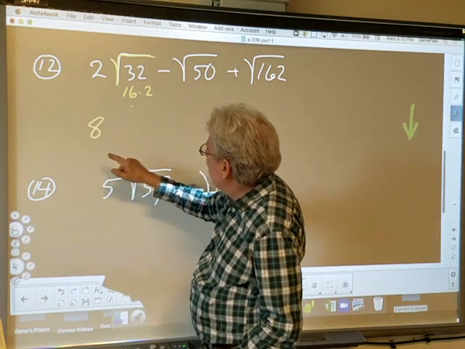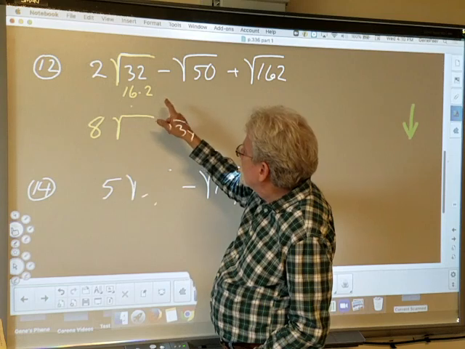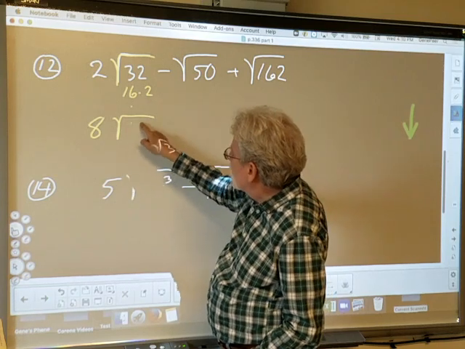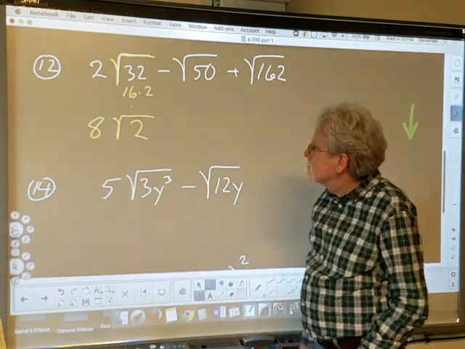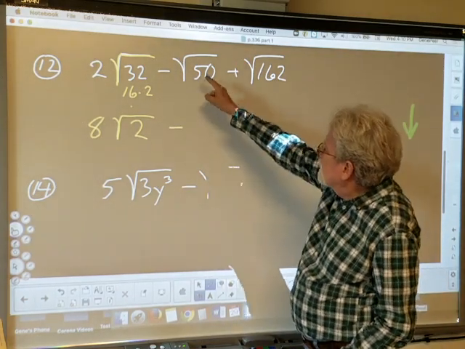So we actually have 8 square root of, who was the wrong size to come out? Who is not a square? 2 is not a square. He's stuck inside, poor thing. Minus. What perfect square comes out of 50?